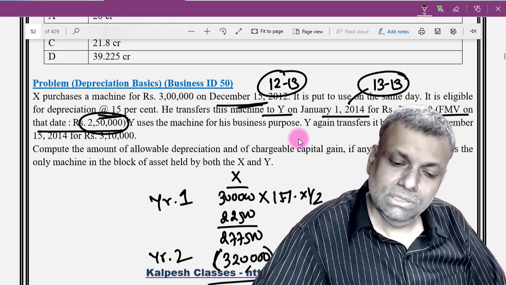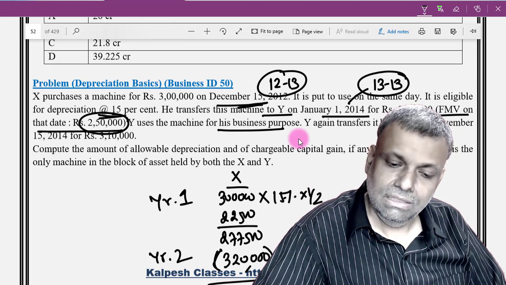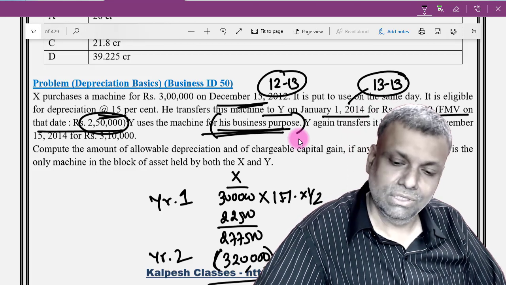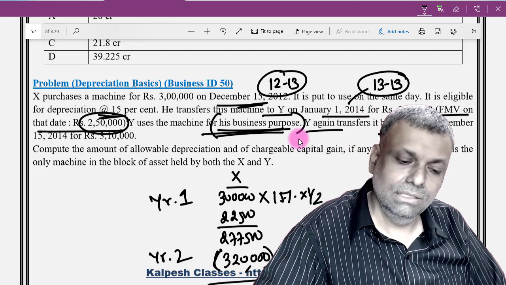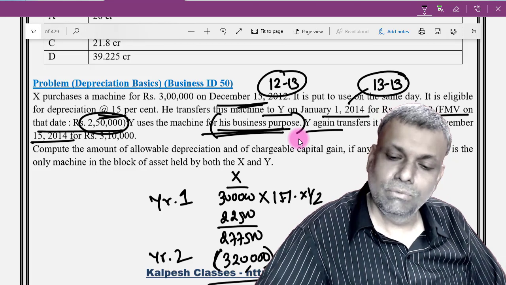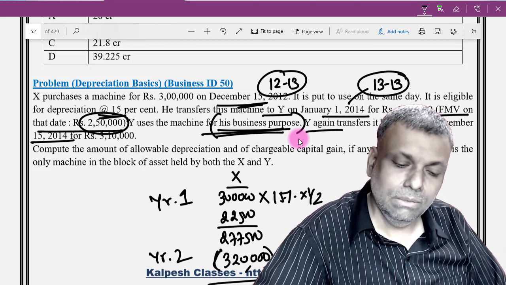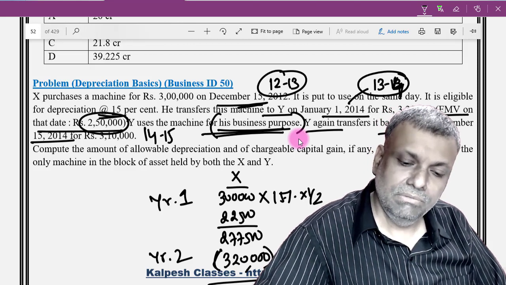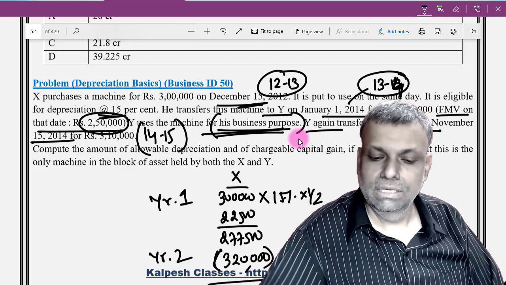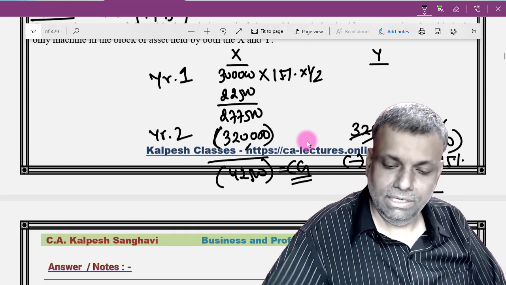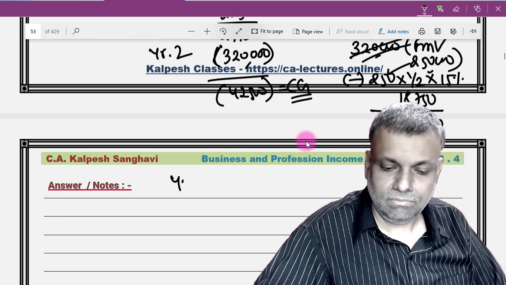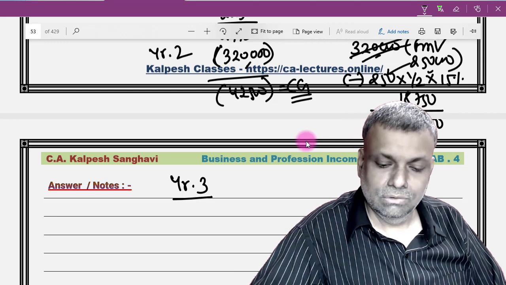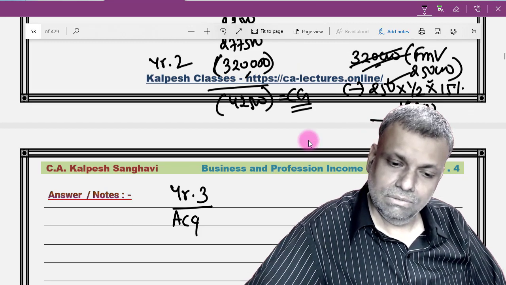Now, Y uses the machine for his business purpose. This use for business purpose is also very important, because only then the depreciation discussion comes into picture. Y again transfers to X on November 15, 2014. November 15, 2014 basically means previous year 14-15. So in the next year, that means year number 3, for Mr. X, the opening WDV is 0 only, because he has already sold it.